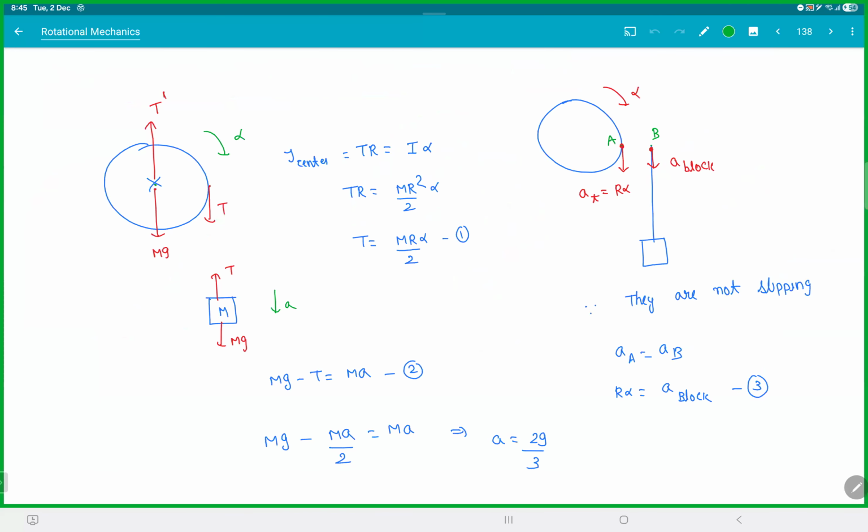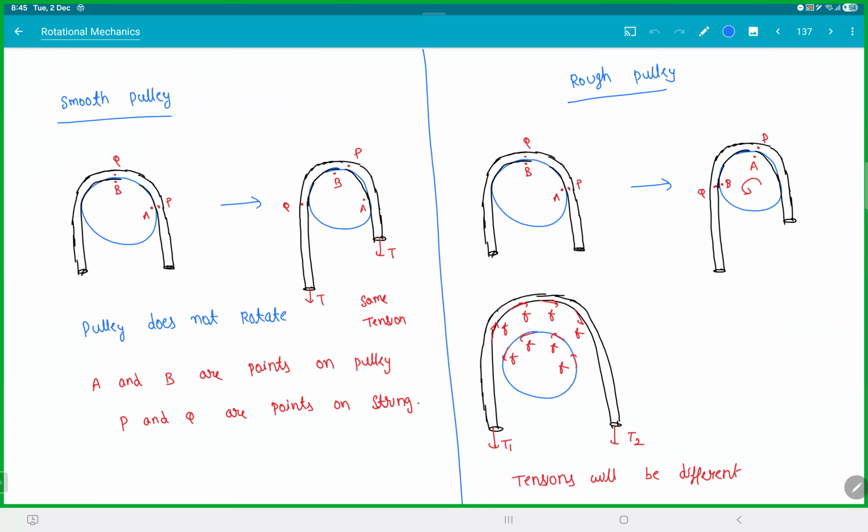All clear with this? Easy question. But there's a much faster way to do this. I'll show you that, but first, let's get the process right. Any doubts on this? Again, did I teach you anything new? FBD, equation constraint. This is something new. The no slipping, rough pulley, smooth pulley. This is a new discussion though. Let's see one more.